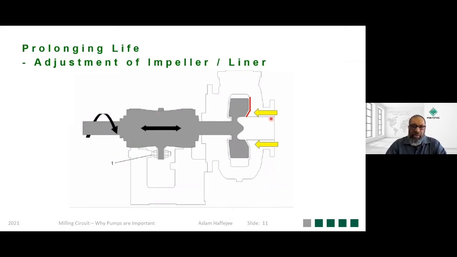Recent trends in industry have made another allowance for adjustment on your liners, on the liner side as opposed to the impeller side. So what happens is there are pusher and puller bolts on this side, and these will actually allow you to adjust your lining close to the impeller. So you still maintain the clearance, and you therefore give the whole pump a longer life.